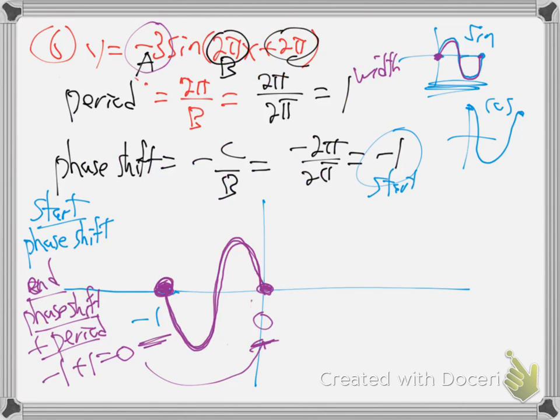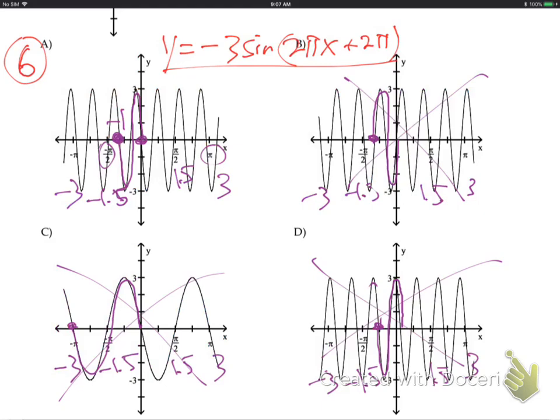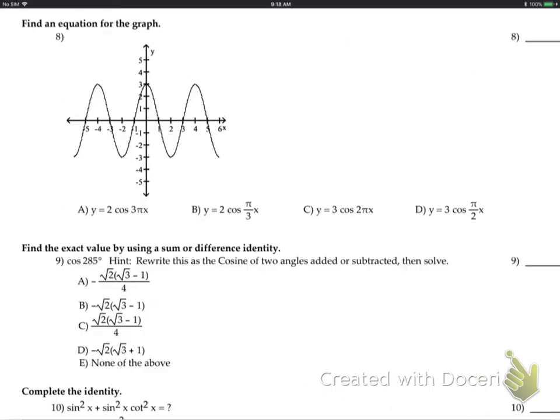Period's 2 pi over b, phase shift negative c over b. You start at the phase shift. You end at the phase shift plus the period. And then if they give you weird stuff in the graph, change them into normal numbers. And then just reason it out. All right. You want to try that one? So now they're giving you the picture. They want the equation. That's the work backwards kind.